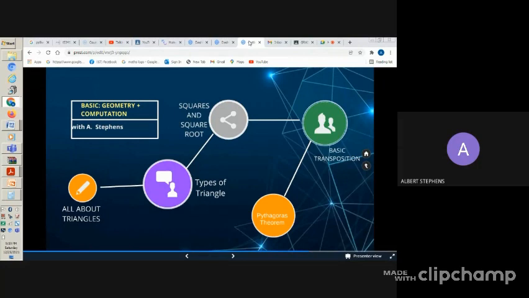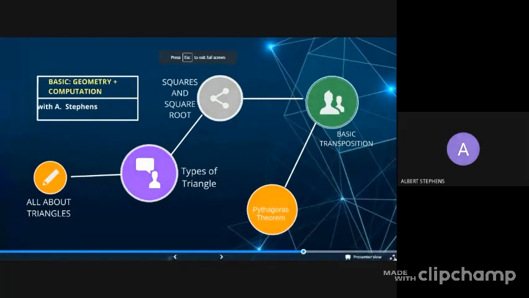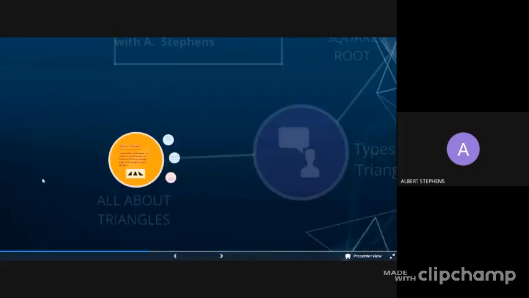I am your presenter, Mr. A. Stevens. This is basic geometry and basic computation. We will be focusing on all about angles, types of angles, squares and square roots, basic transposition, and the man himself, Mr. Pythagoras. Let's get into it.